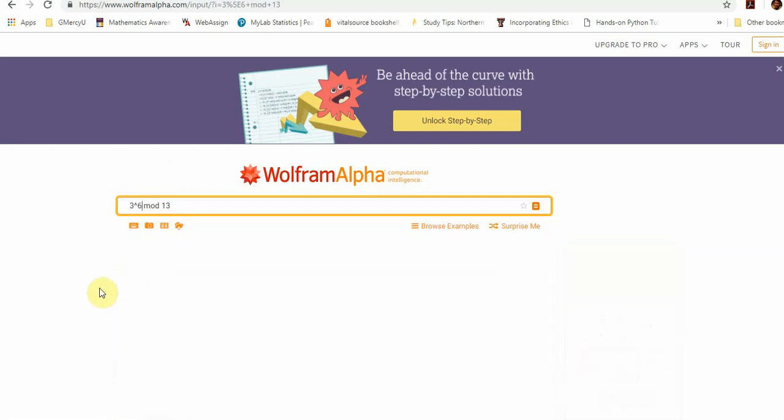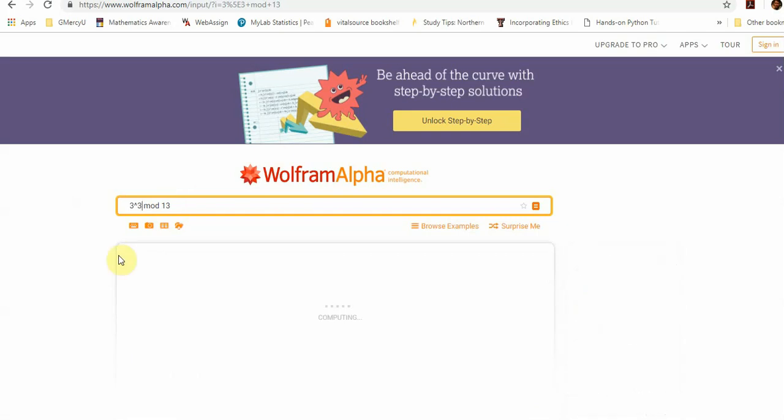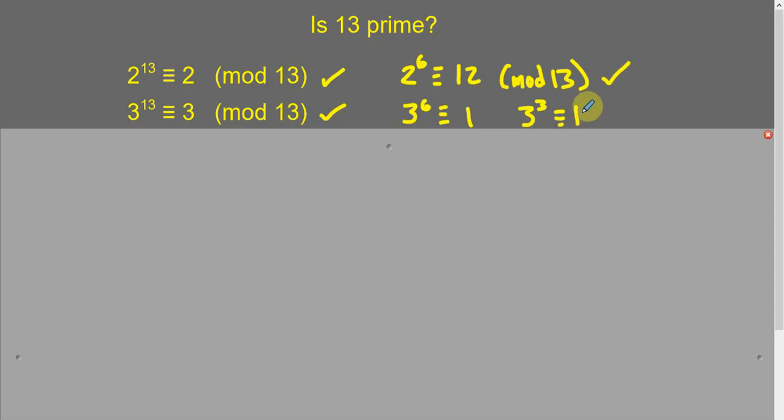3 to the 6 mod 13 is 1. Now, because this one is 1 and this 6 is even, we can do another square root. We can go to 3 cubed. So there's another chance for this to fail and show that 13 is composite. So we do 3 to the 3rd, and it is 1. Now we stop there because I can't take another square root. 3 is not even, so this number is not a perfect square. It's 27. So we stop, we're done for 3, but that checks out.